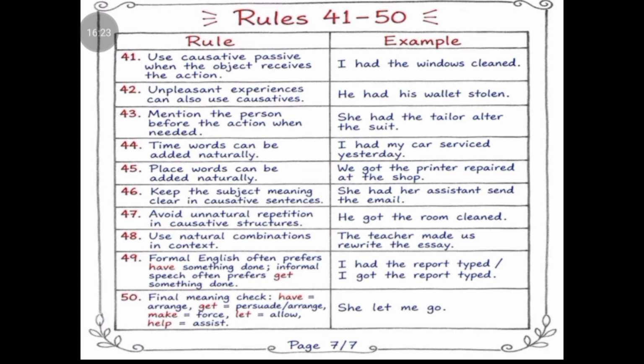Lastly or final, meaning check. Have equals arrange. That means you arrange something to happen. Get equals persuade or arrange. Make, force or compel. Let, allow. Help, assist. For example, you can say she let me go.